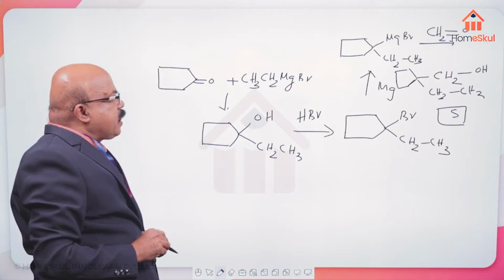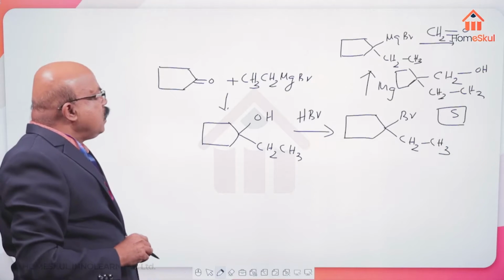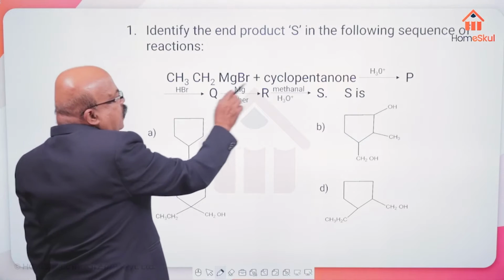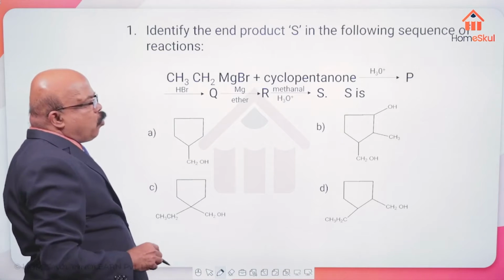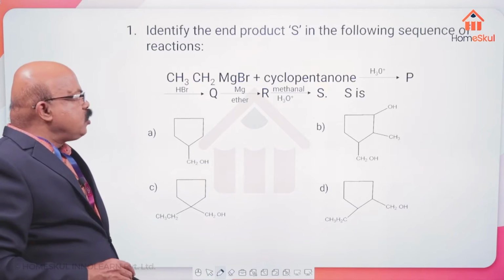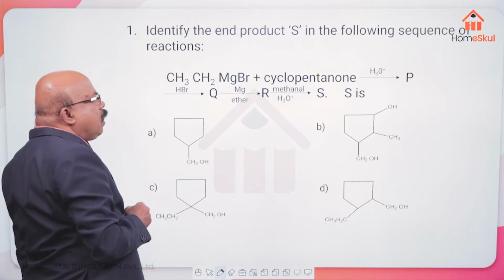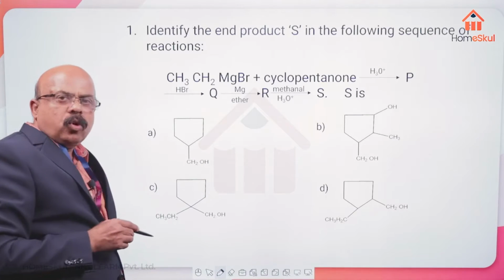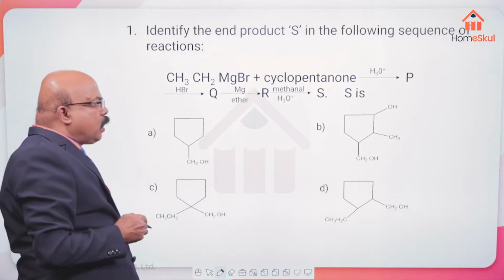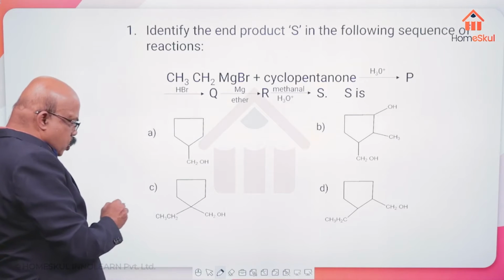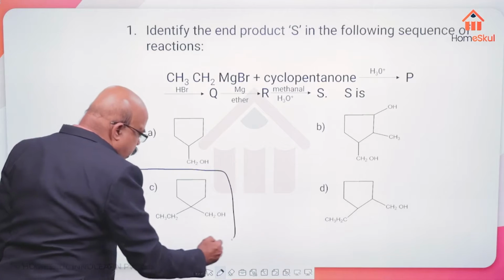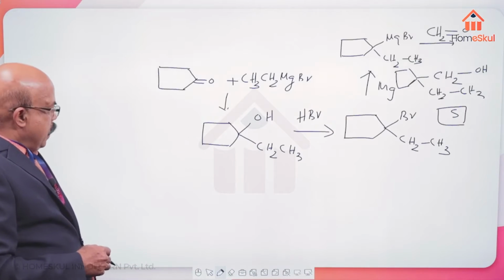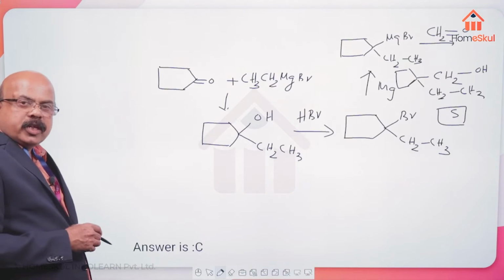See here, many reactions are clubbed together. Grignard reagent with cyclopentanone forms a product that on acid hydrolysis gives P. P on treatment with HBr gives Q. That on treatment with magnesium in ether followed by reaction with methanal and hydrolysis produces S. So the answer of this question is option C. Option C is your answer.